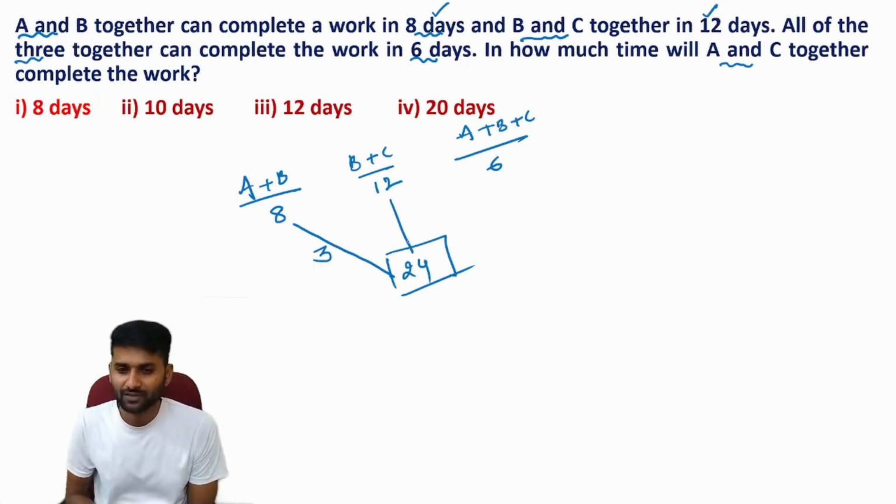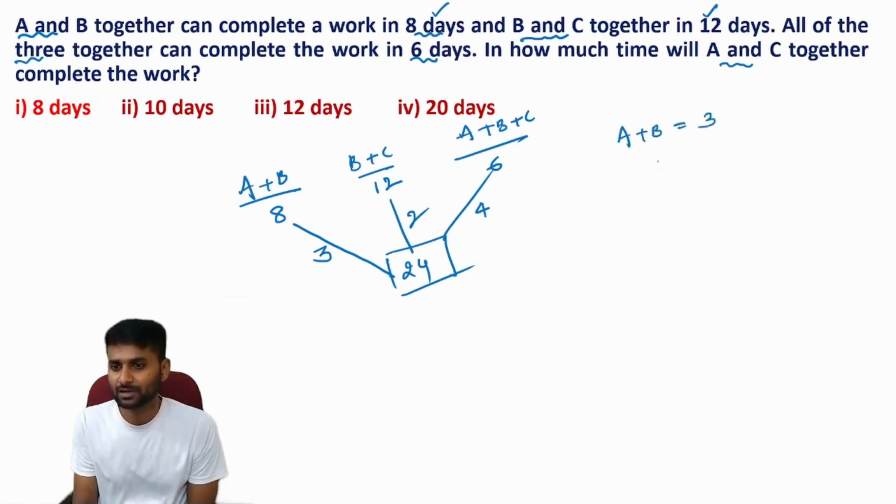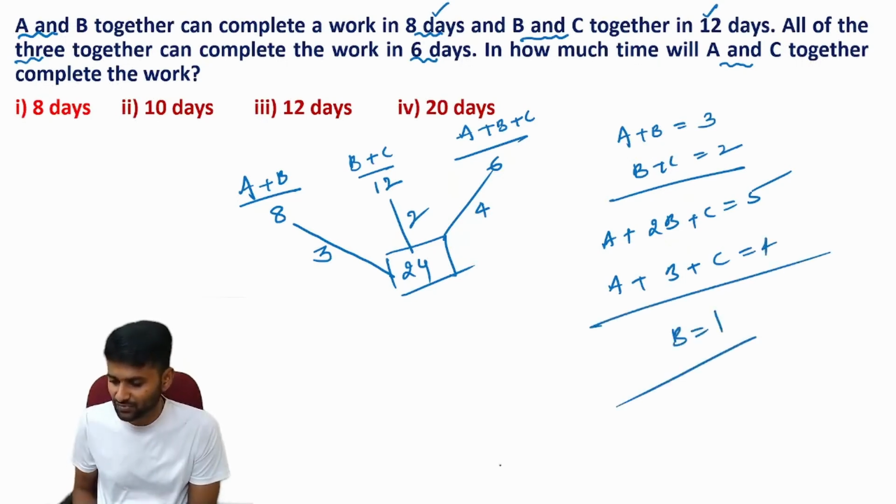And 24 units of work completed by B and C in 12 days, here efficiency is 2 units. And 24 units of work completed by ABC in 6 days, here efficiency is 4 units. Now you will get the efficiency of A plus B is equal to 3 and B plus C is equal to 2. If you go through the sum, you will get A plus 2B plus C is equal to 5 units. Out of A plus B plus C efficiency is 4, so definitely B efficiency is 1.